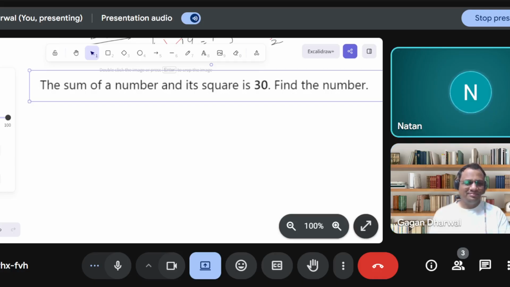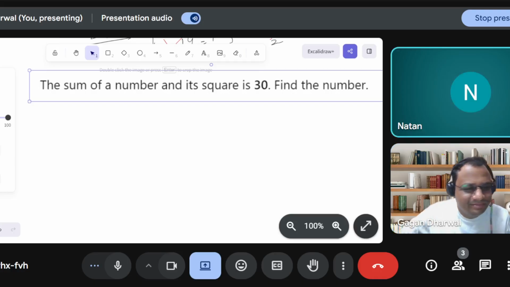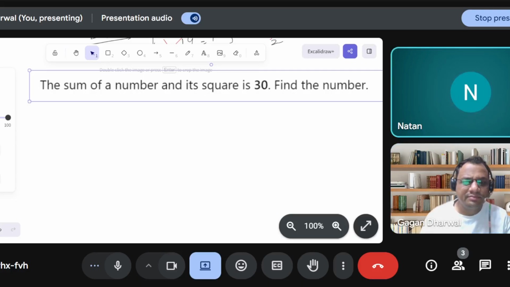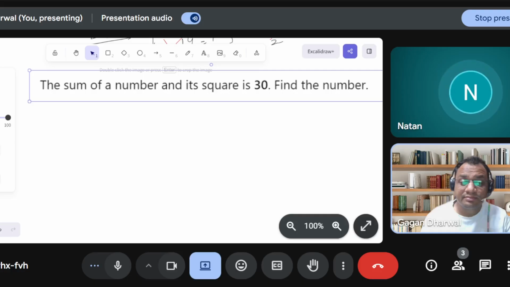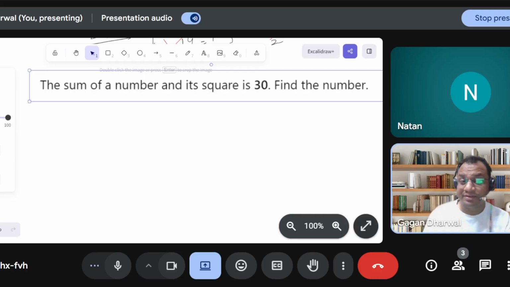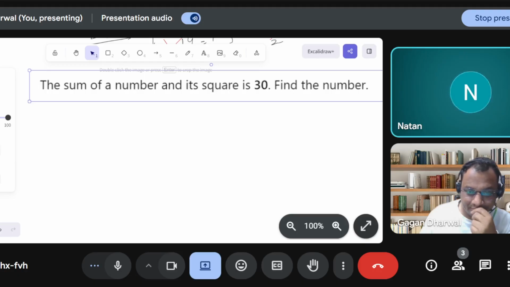Does x equal 5? No, I'm not asking the answers. 5 and negative 6? Mm, no, read the question. Sum of a number and its square is 30. The number and the square of it. Well, the square is 30. I just figured it out.